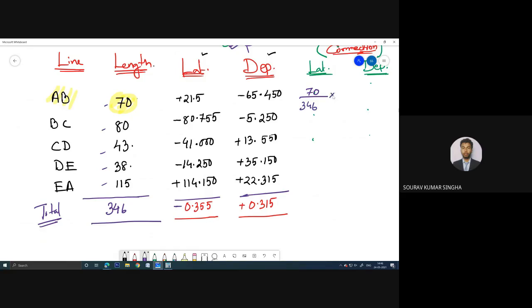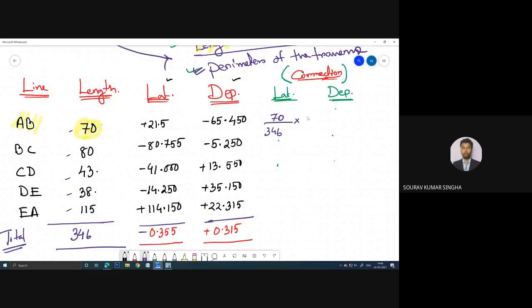346 into the error in which term we are going to determine? We are determining the correction for the latitude, right? So here into the error in the latitude. What is the error in the latitude? Minus, yes, minus, but here we need to put plus.